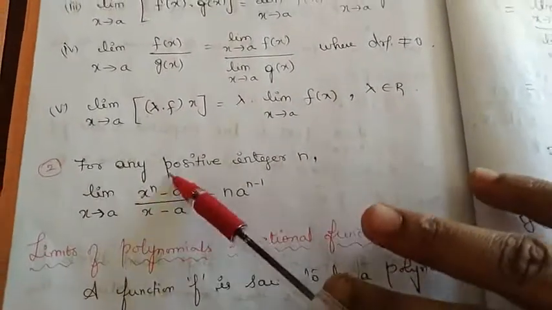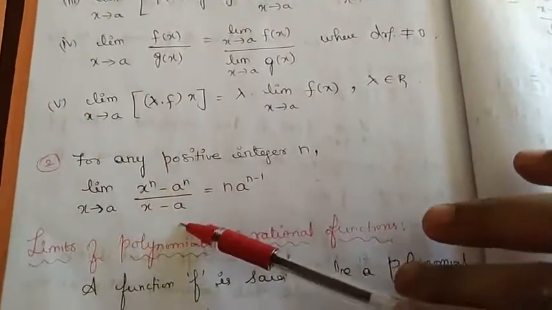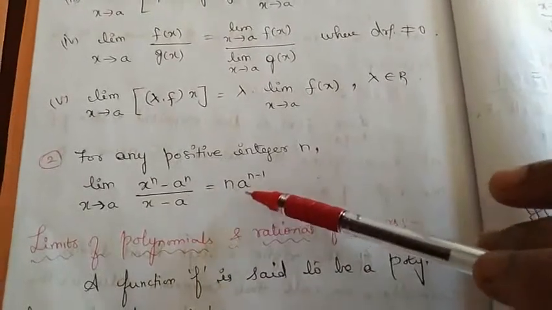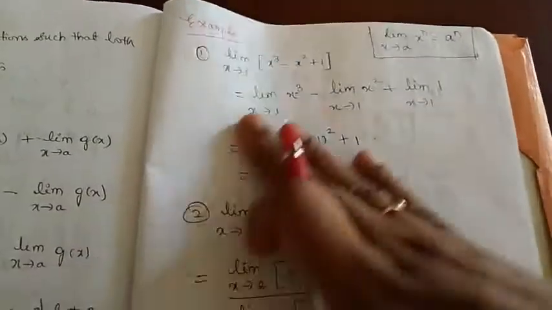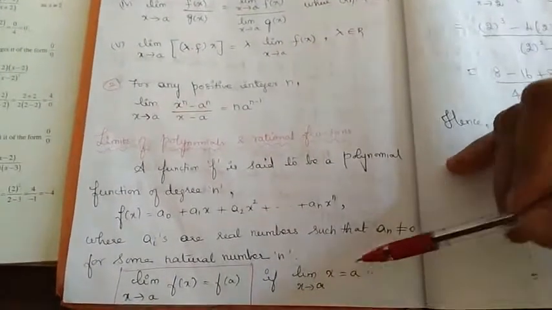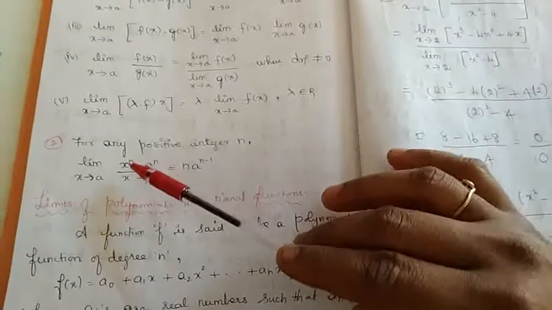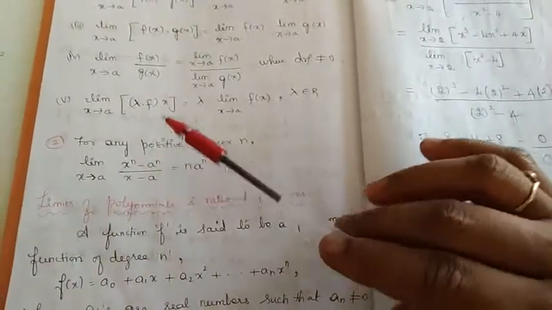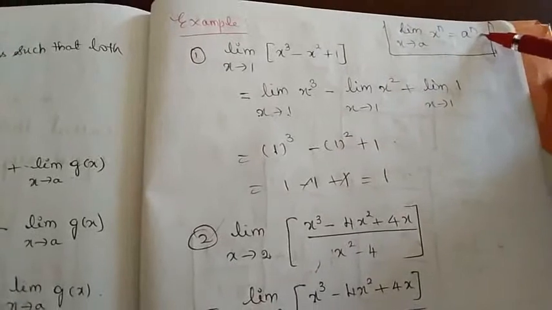Limit x tends to a, x power n minus a power n divided by x minus a equal to n into a power n minus 1. Right? Based on all these results only we have solved problems. So what are all the things we have seen? Limit x tends to a, x is equal to a, limit x tends to a, f of x equal to f of a, limit x tends to a, x power n minus a power n divided by x minus a is n into a power n minus 1, and this can be extended for any power n.